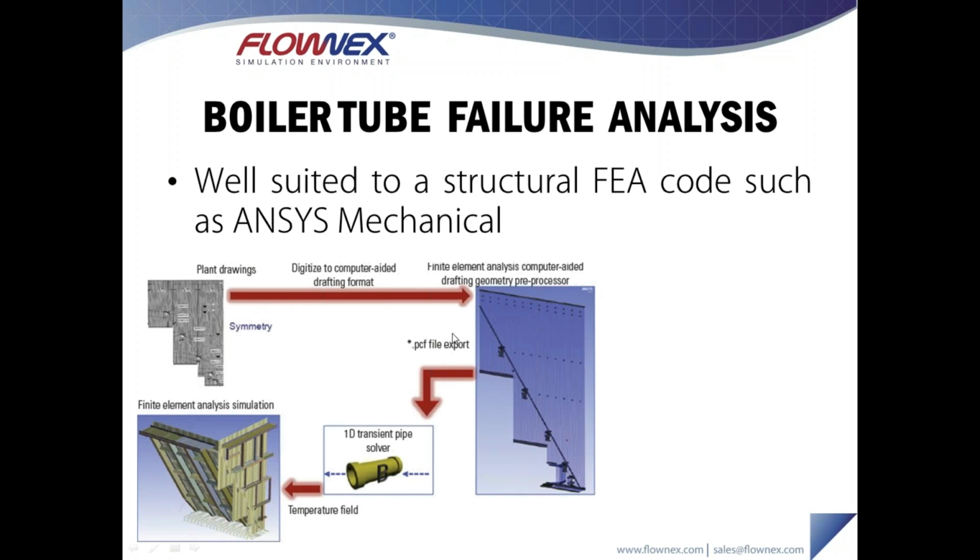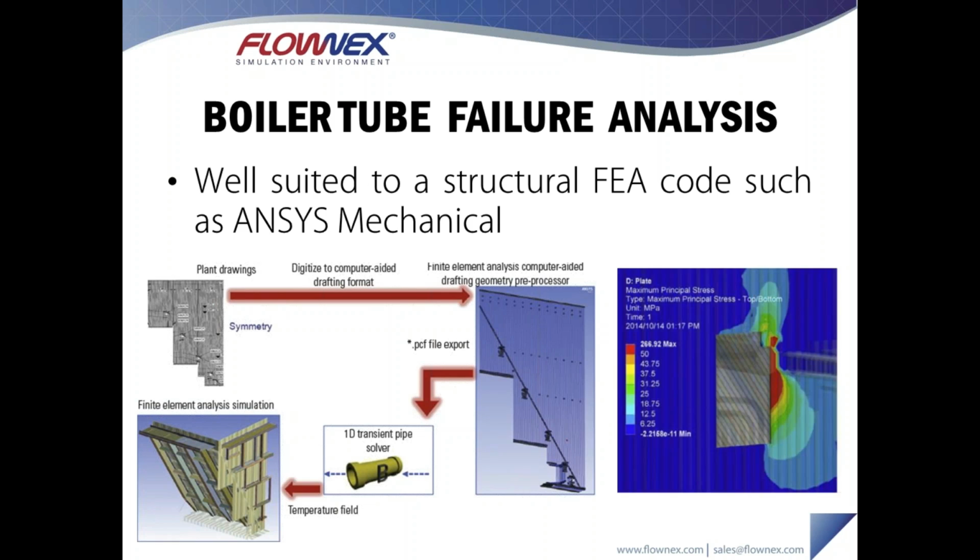So in this example, the plant drawings were digitized into CAD drawings and then used inside of ANSYS mechanical to create the structural model. This information was exported in PCF format and then imported into Flownex. So roughly 4,000 flow components were then imported into Flownex, and Flownex then solved for the flow and heat transfer inside of the system. This information was transferred to ANSYS mechanical and then used in the structural simulation.